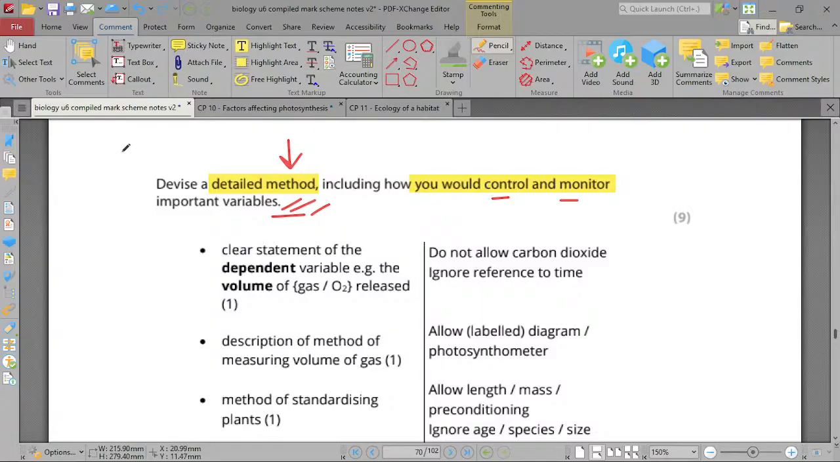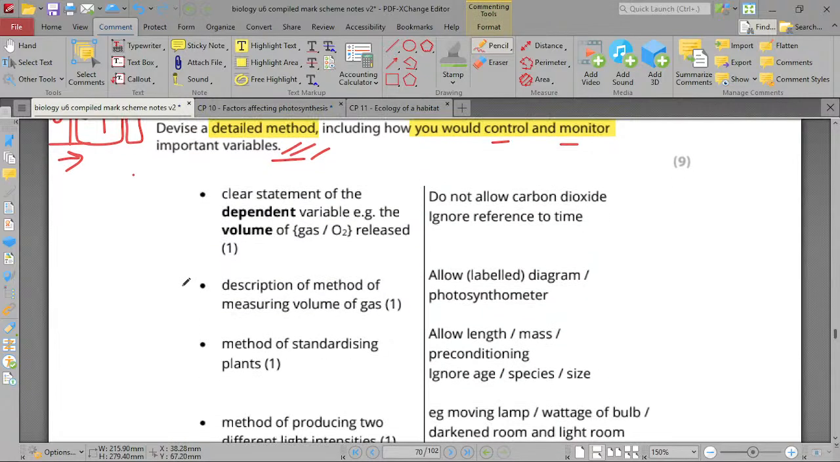Okay, so in this case, we already know we're going to have a plant inside a water beaker. There's going to be foil on one side, a light filter on the other side, and a lamp. We're going to put in sodium hydrogen carbonate, and we're going to measure the volume of gas with a photosynthometer. That's pretty much the entire experiment. We're going to change light intensity by moving the lamp further away and closer to the beaker, and we're going to measure that distance using a ruler.